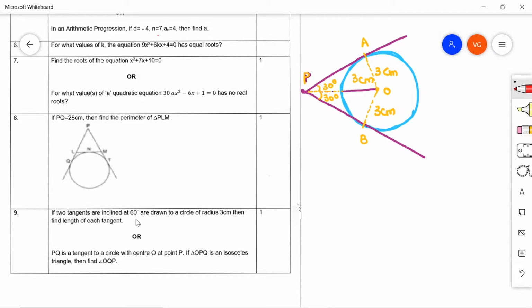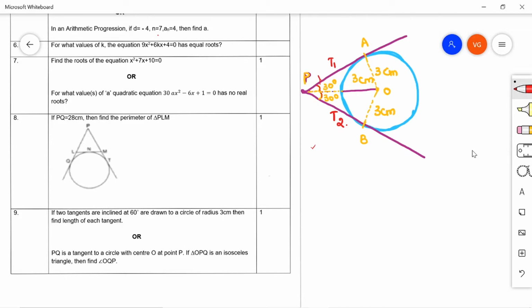If two tangents inclined at 60 degrees are drawn to a circle of radius 3 centimeter, then find the length of each tangent. So see here, I have drawn a circle with radius 3 centimeter. I have taken a point P from which two tangents are drawn to the circle. The two tangents are PA and PB, and these are drawn at 60 degrees inclined to each other. So if you are taking from the radius, it will be 30 degrees each. So this side it is 30 and this side 30.